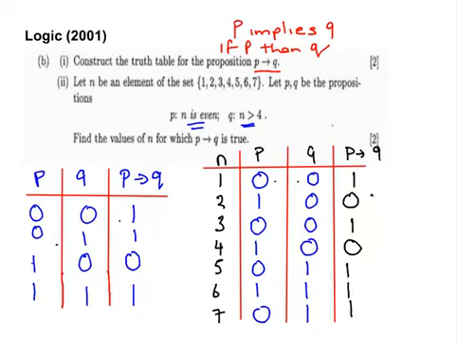So the values are 1, 3, 5, 6, and 7. Those are the values that we have to pick out. Those are the values for which P implies Q is true. Okay, so that's that part done.